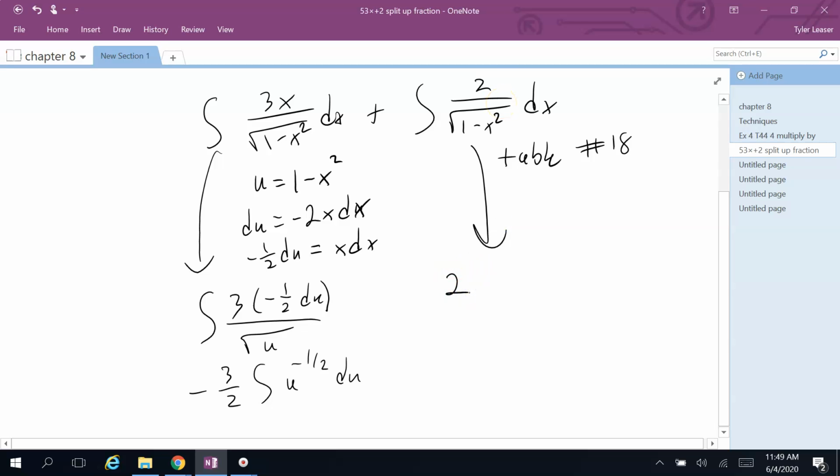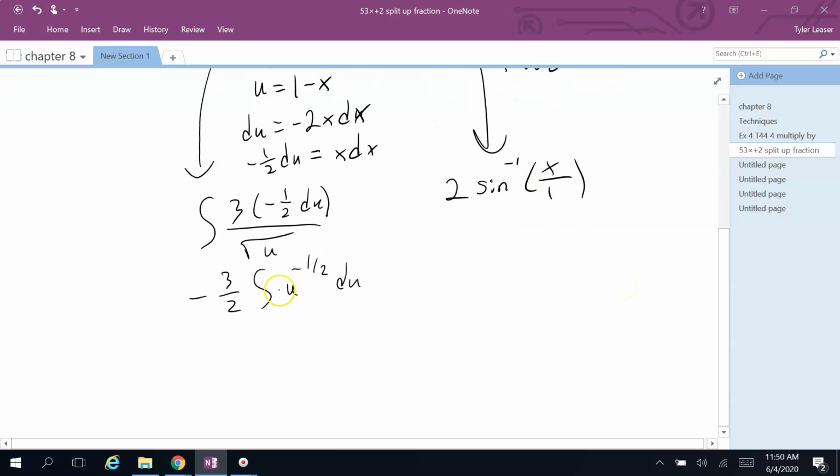The 2 we're pulling out of the integral. And then this, we know the antiderivative from that table is sine inverse of x over a, which is just 1. And then the plus c, but we'll get to that in a minute. So this one's pretty much done. We still have to do the other one a little bit. So for the antiderivative, we're going to raise that negative 1/2 up to positive 1/2 and then divide by 1/2. Dividing negative 3/2 by 1/2 just cancels out the 2 to be a negative 3. And then we have that u to the 1/2 here.